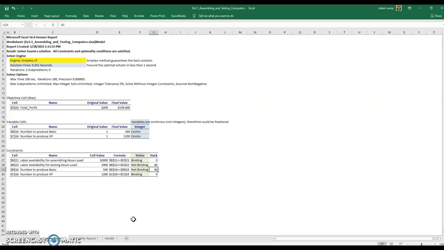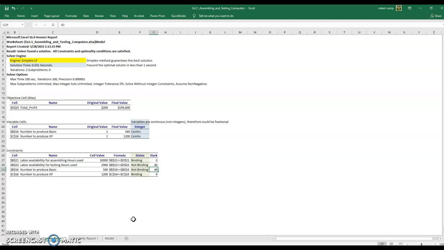So the entire idea of binding and non-binding constraints is huge, because it's incredible the amount of information that they give us, because they identify what's limiting us in the problem. So once again, like I said, we got 40 labor hours. We can move that around. Oh, we can sell 40 more basic computers. Well, how could we do that?